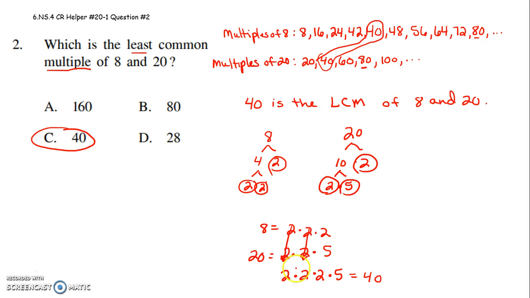Some of you, once you get your factor tree, might also choose to do a Venn diagram. This would be 8, this would be 20. They have 2 2's in common. The 8 has another 2 hanging out here. The 20 has another 5 hanging out here. And still, even if this is your visual, 2 times 2 times 2 times 5, multiply that together and you'll get 40. So that's, I believe, the 3 ways 6th graders work this out. Hope that helps.